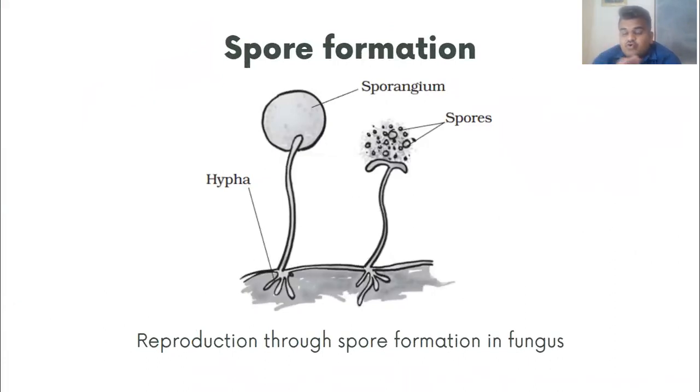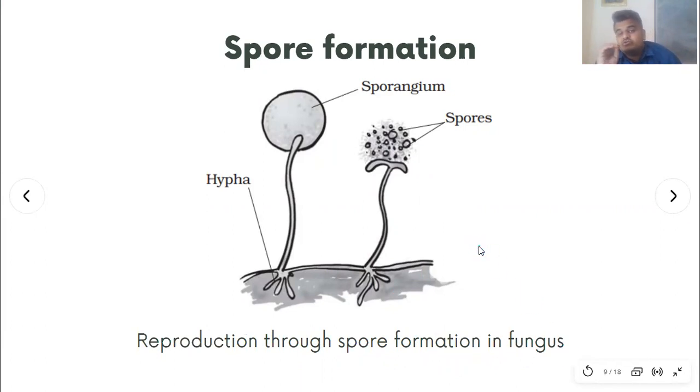One more topic is spore formation. In asexual reproduction, one more topic is spore formation. In spore formation, the sporangium is covered by a protective layer, and with the help of some wind or some jerks, it gets broken, and thus these spores are formed everywhere. As spore formation occurs, these things are getting near to the parent, the original plant. So here we have studied reproduction through spore formation in fungus.